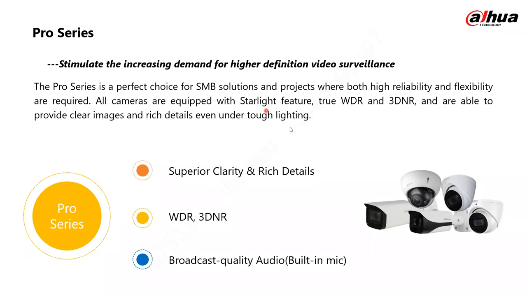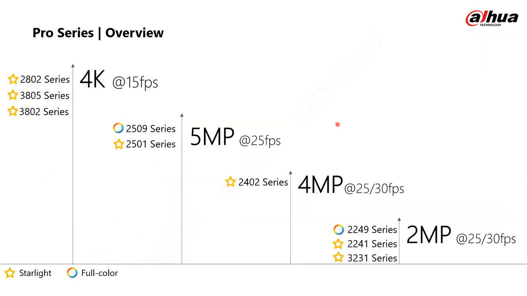So take a look at some more information about the Pro Series. The Pro Series comes with four resolution types: 2 megapixels, 4 megapixels, 5 megapixels, and 8 megapixels, or 4K resolution. Now, going from left to right, going upwards, these Pro Series products come with different functions. The two major functions this product supports are the starlight function and the full color function. The starlight function enables the camera to give better image quality during the night or in places with inadequate sources of light.